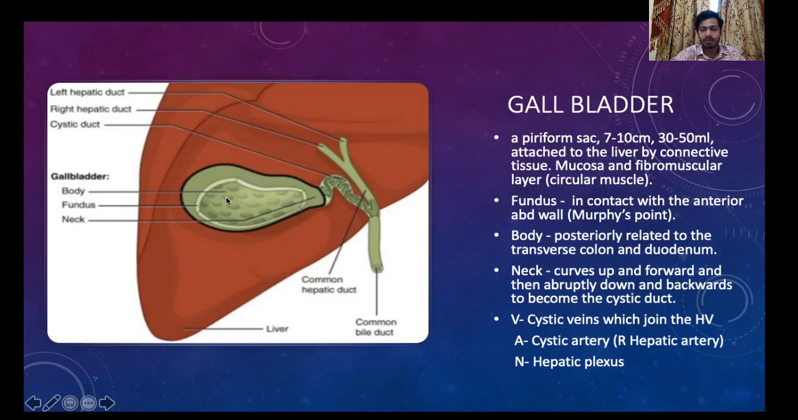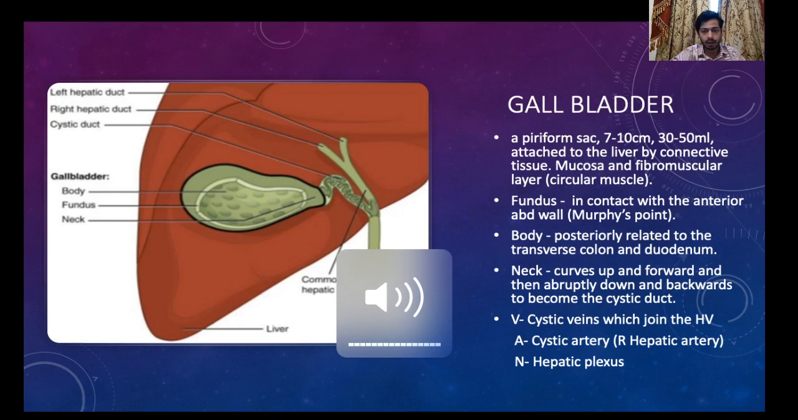I don't actually mean juice, but you know the type of juice I'm talking about. And it's attached to the liver by connective tissue, and like many other organs, it's obviously composed of a mucosa and muscular layer. So it has circular muscle, which allows it to contract to produce all of its bile juice, so it can pass through the spiral folds and into the common bile duct.